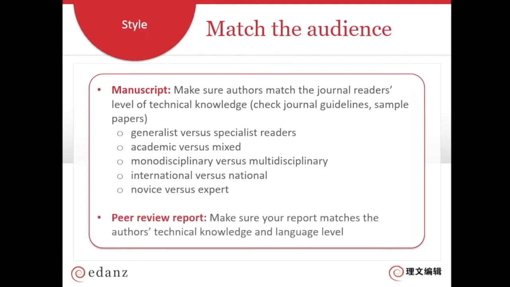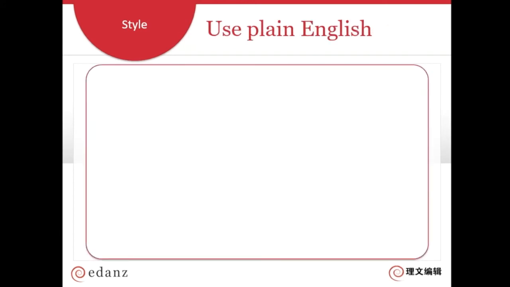In your peer review report, check you know the level of knowledge of the authors and what their likely English proficiency is. You can tell from their actual article. So then you can make your language suit the authors. So my advice is to use plain English, and this means using short sentences, avoiding very technical words in your field, so avoid jargon, and use familiar words or the full version, so also avoid strange abbreviations.